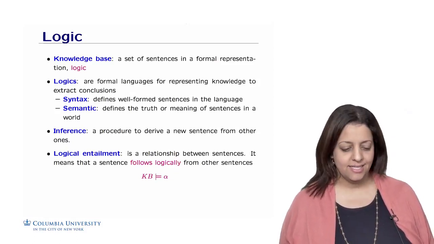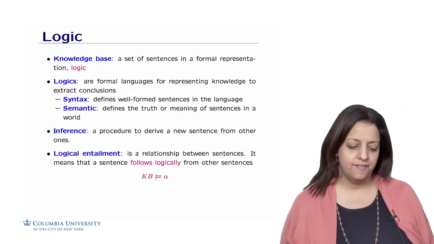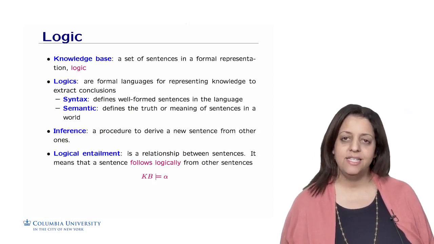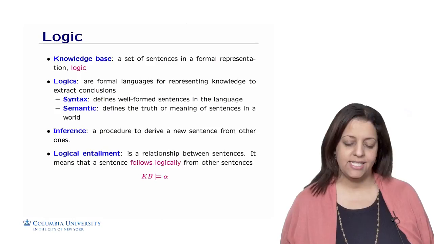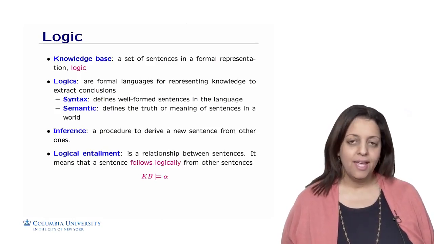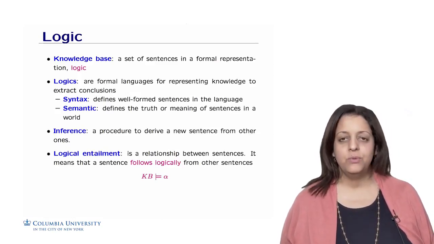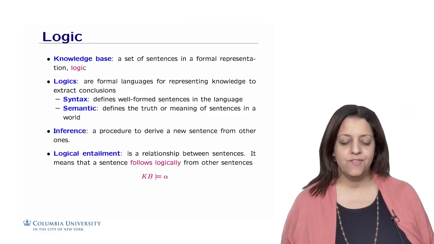One is called the syntax. It's actually the component that defines well-formed sentences in the language. And it requires a second component, which is semantics, which defines the truth or the meaning of the sentences in a world. We use inference, which is a procedure to derive a new sentence from another one.